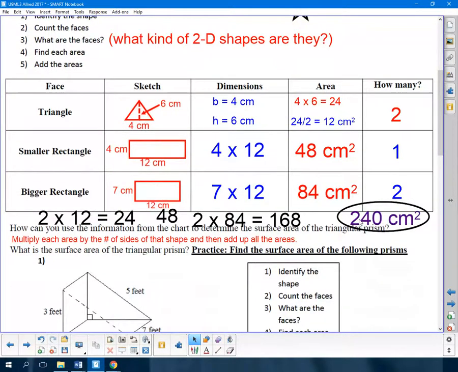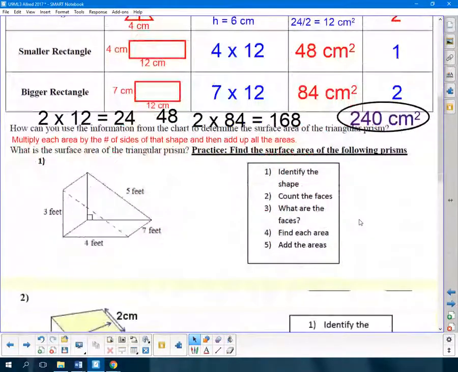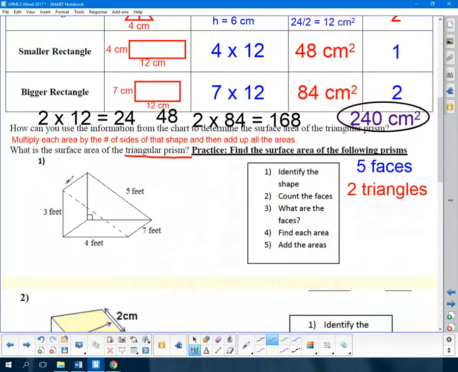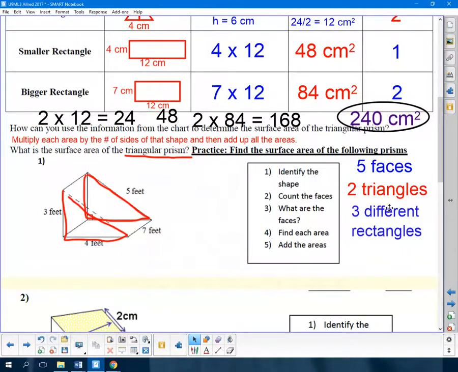Okay, I'm going to do the same thing here with this triangular prism. I'm just going to do one more example for you, and then I'll leave you on your own. Okay, this triangular prism is, in fact, a triangular prism. Go figure. Yes, and it has 5 different faces. In fact, it has 2 triangles in red, just like these triangles right here. Okay, and then it actually has 3 different rectangles on it.